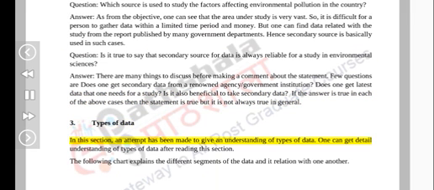3. Types of data. In this section, an attempt has been made to give an understanding of types of data. One can get detailed understanding of types of data after reading this section. The following chart explains the different segments of the data and its relation with one another.